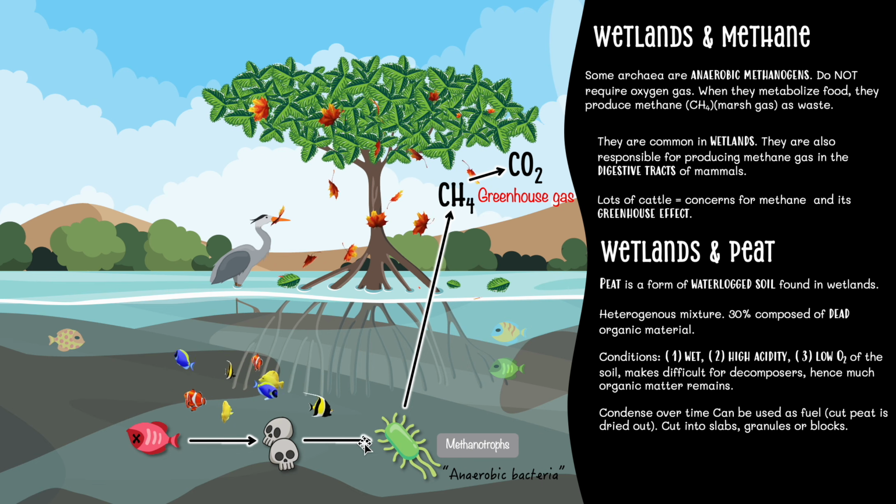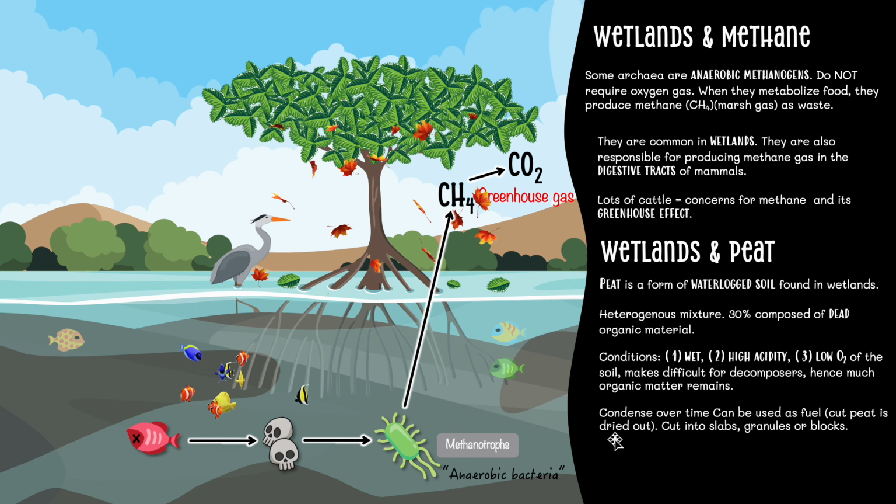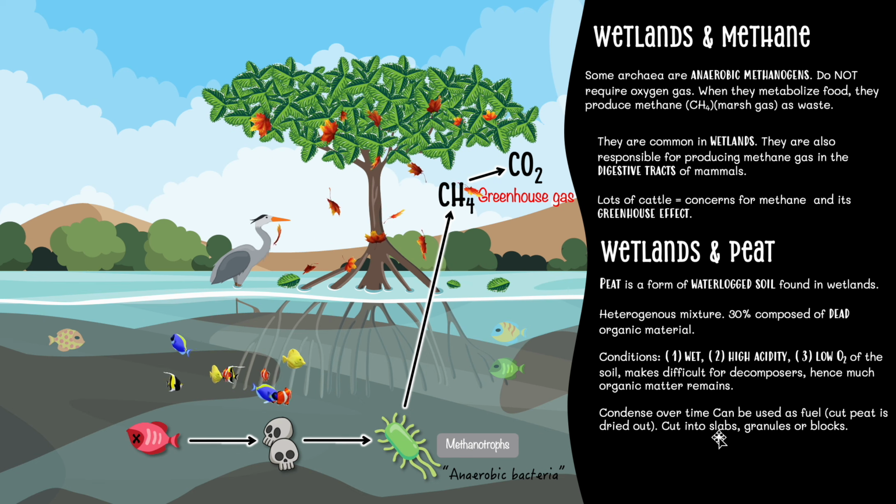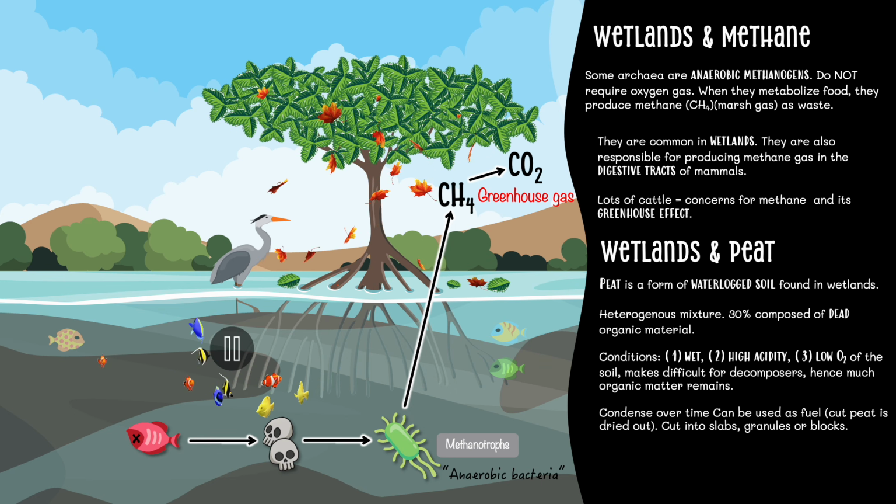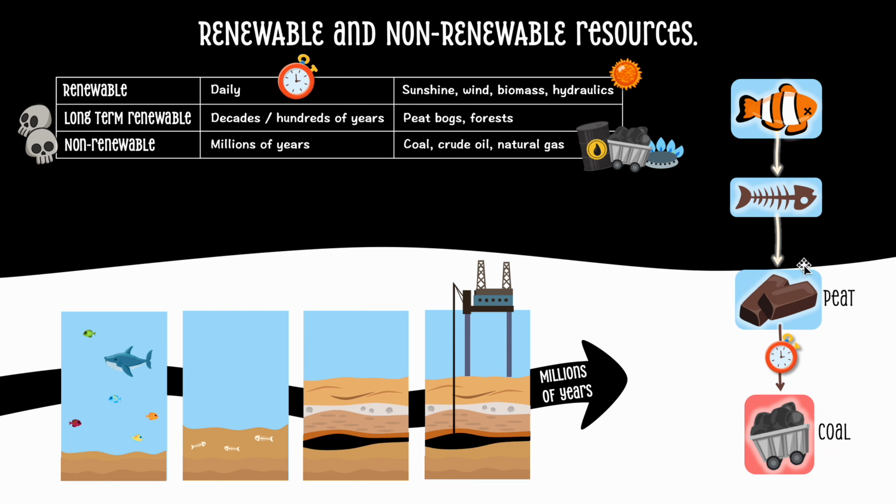So farmers and things like that can dig these out, dehydrate them, so make them dry, and they can cut them into slabs, like little pieces of brick, basically, and they can use them to generate heat. They can burn them, use them basically like you would use wood. So that's what I wanted to talk about here with peat. So now you should understand a little bit more about peat and where it comes from and how it doesn't take as long to form as these other sources of energy.